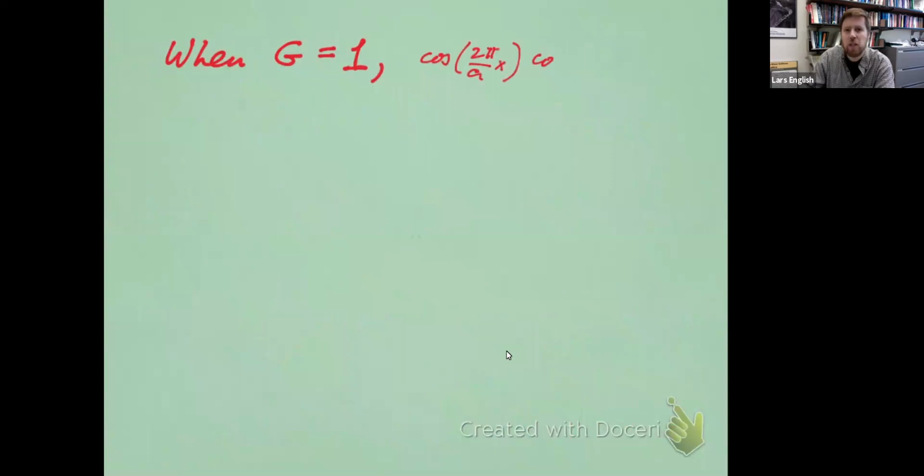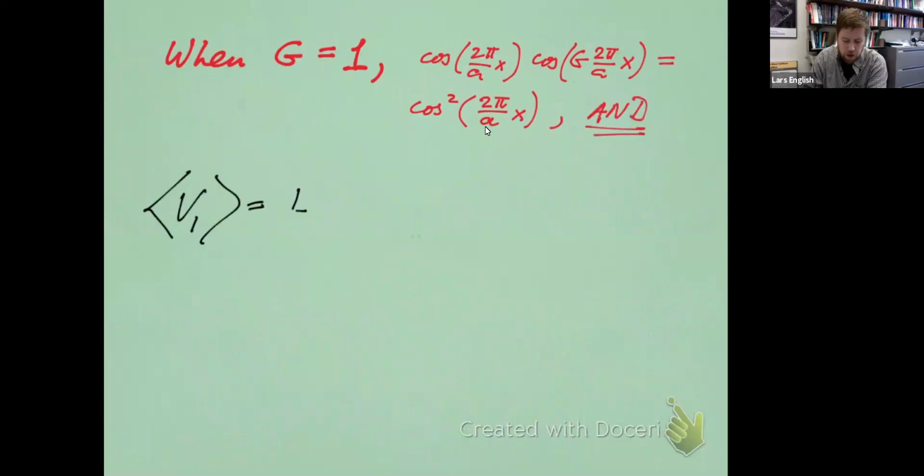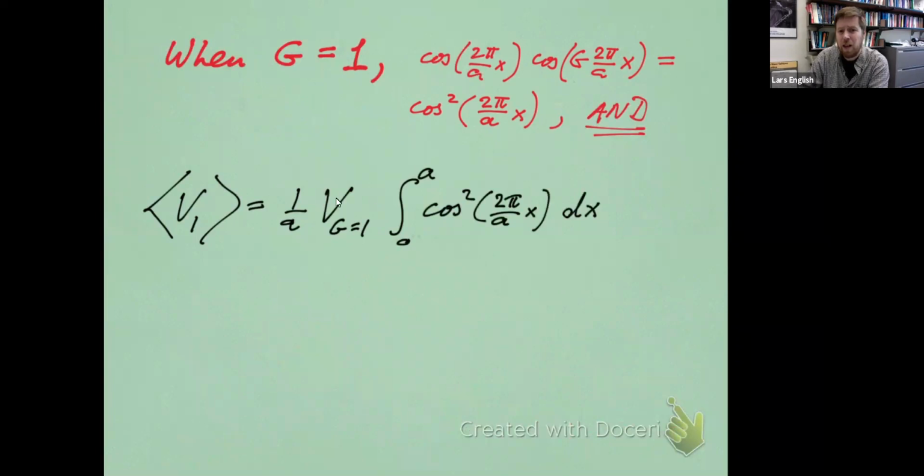Okay, so when g is equal to 1, as we said, this turns into a cosine squared, and then the expression really simplifies down. You see that I have now gotten rid of the summation over all g, because only g is equal to 1 survives. Okay, and so this has really been simplified down quite a bit. The integral is easy to do, do a change of variables and so on. You see that that will be eventually just a over 2.